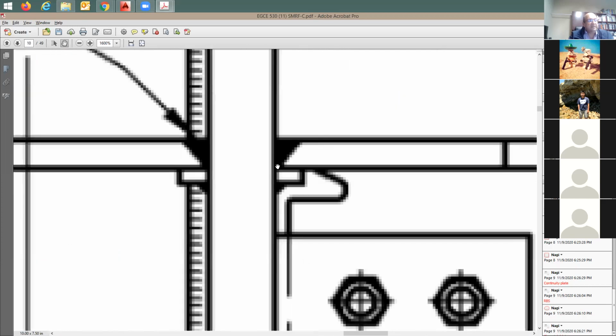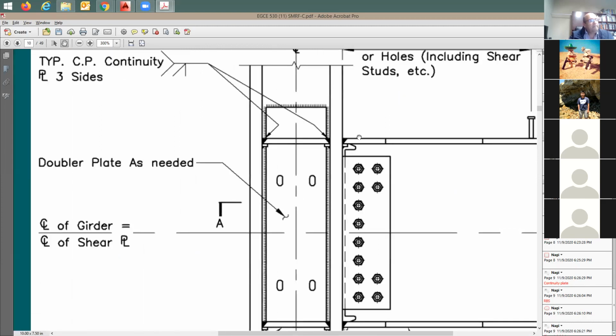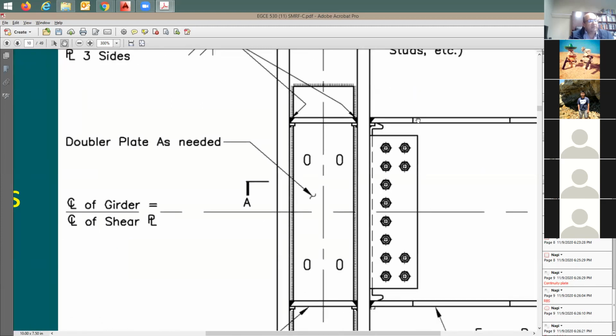This plate here is a backing plate. It's just a plate that we put there. And by the time you finish the weld, you need to knock it down and then grind this area here. And now we're done with the beam itself.